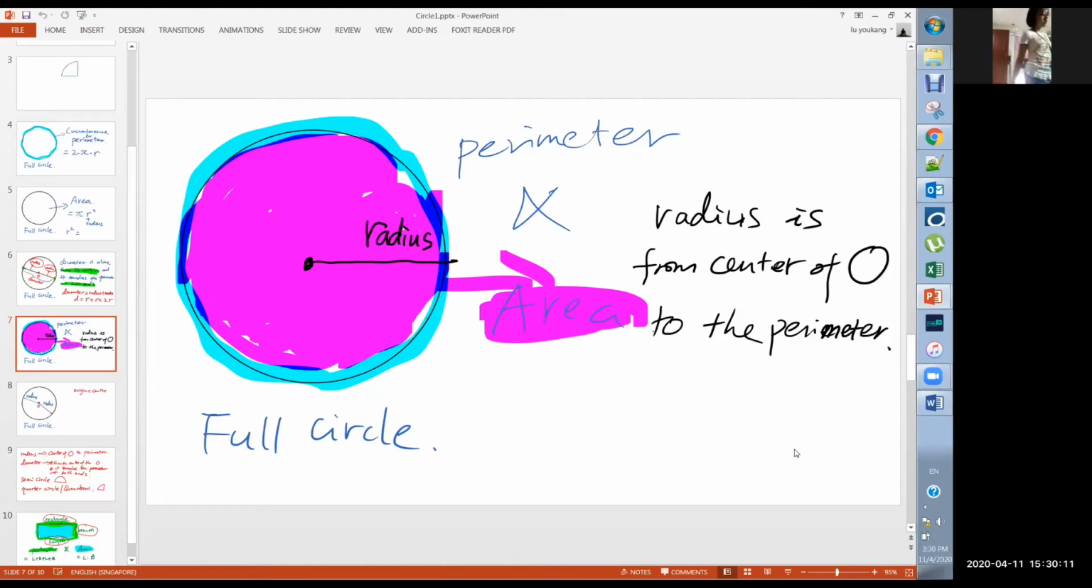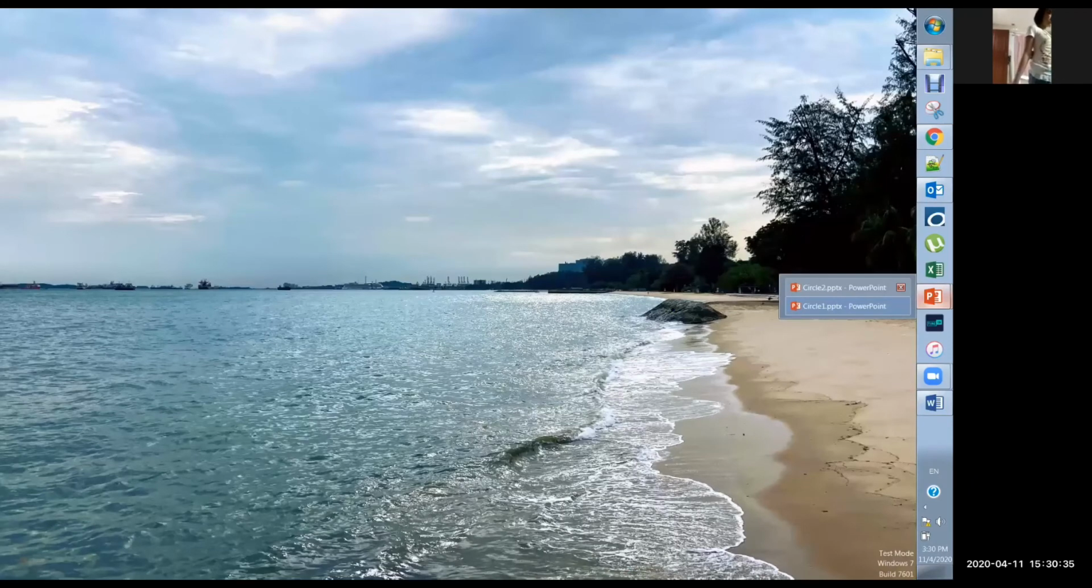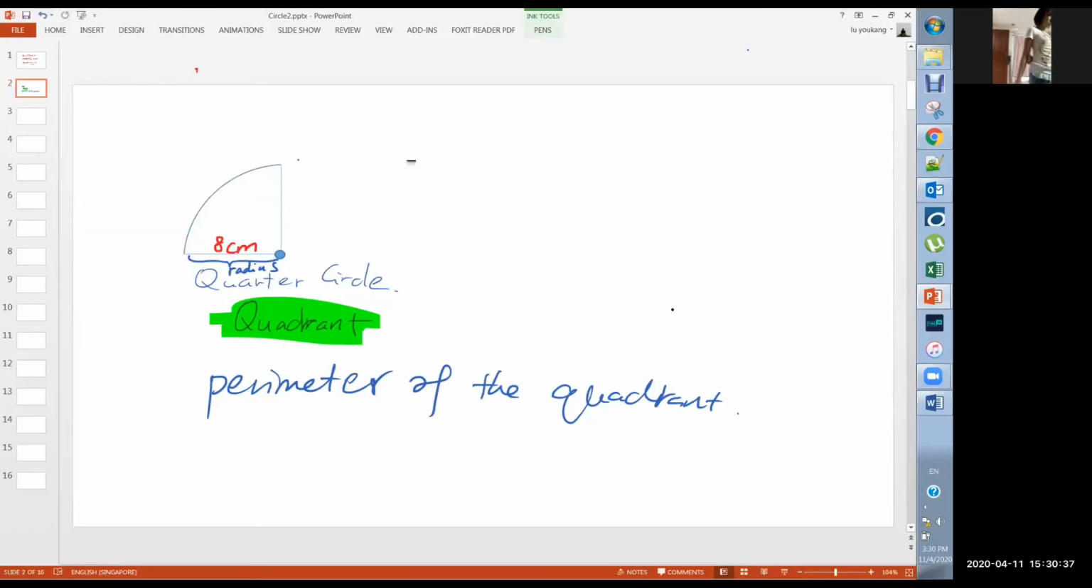How many words? Less than 10 words. Still can't remember. Hey, you are what? 12 years old, right? Are you 12 years old? You're so young, you still can memorize 10 words. Memorize it again. Definition? Radius is from center of the circle to the perimeter. Very good.